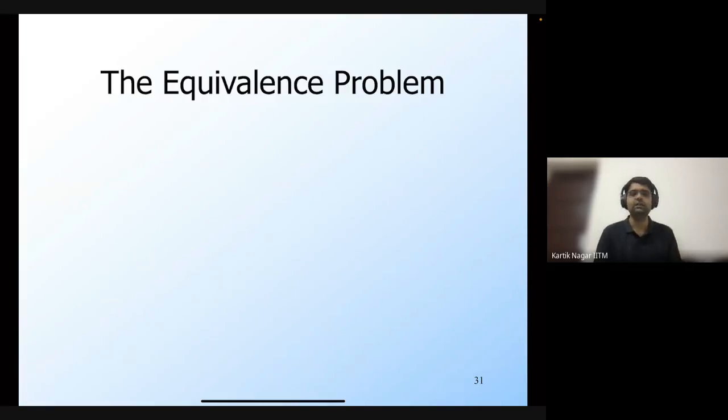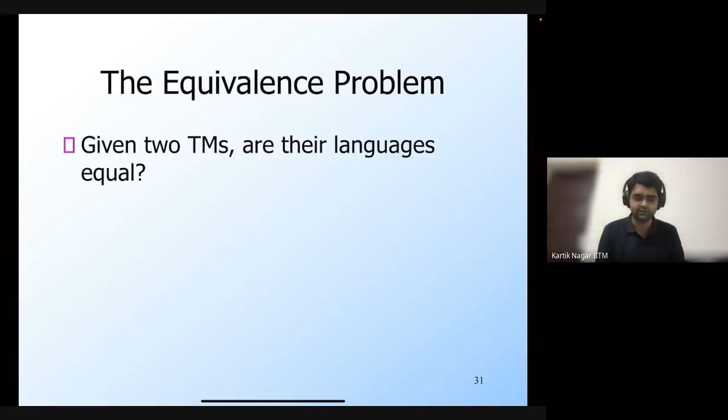So you can ask, given two Turing machines, do they accept the same language? Or do they define the same language? So given two Turing machines, are their languages equal? So this is the equivalence problem. This is the description of the problem. So I can, of course, write this down in the form of a language, so the language would contain the yes instances of this problem.